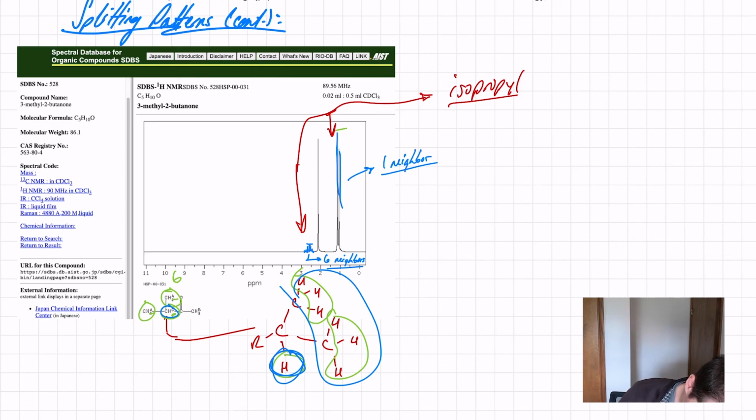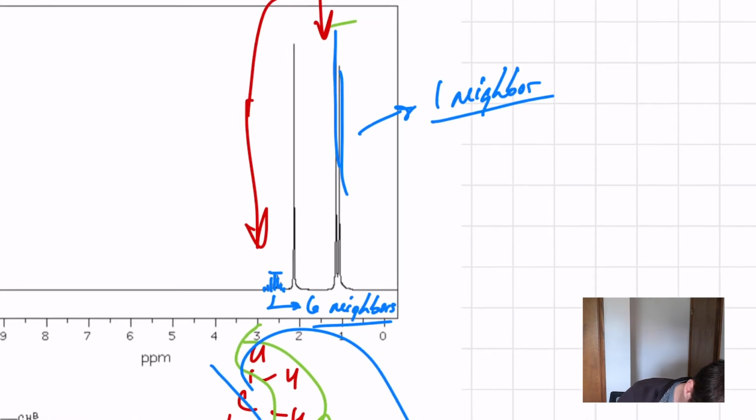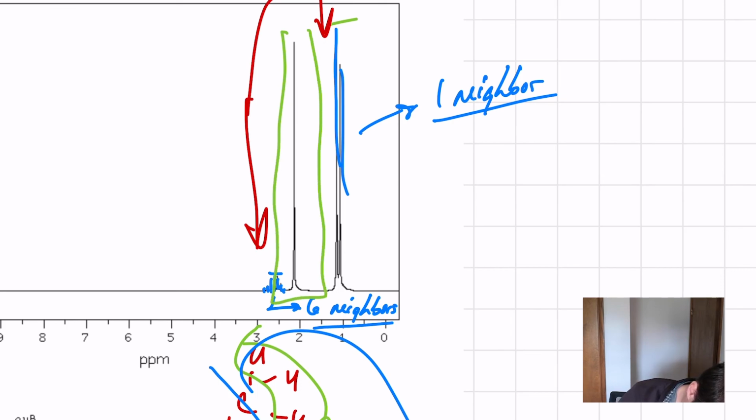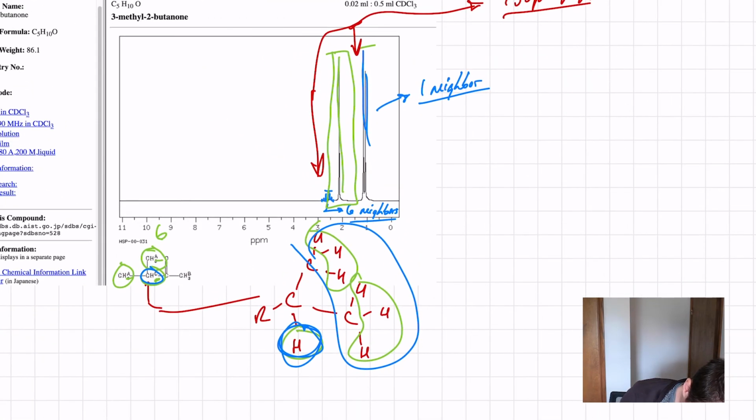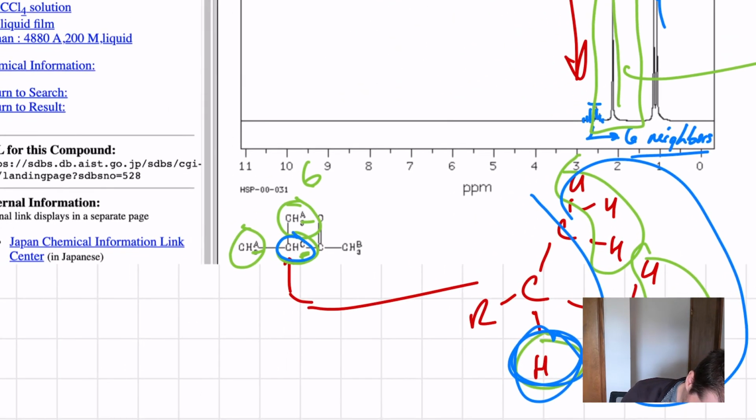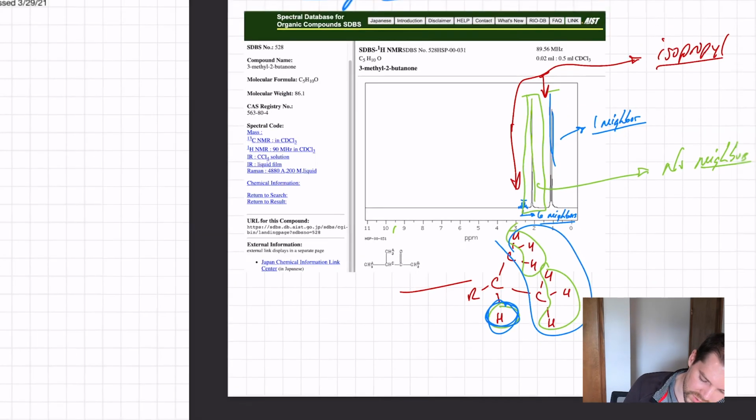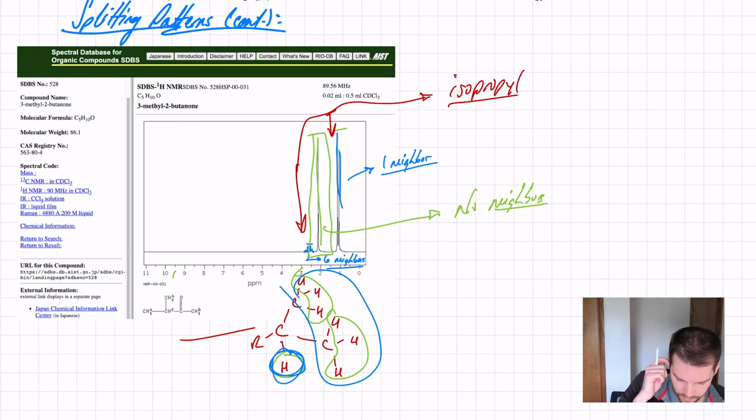Let's look at this guy right here, this one. This is 1 single peak. What does that tell us? That tells us that we have no neighbors. Okay, well, let's look back at our compound here now. No neighbors. Look at this guy right here. The adjacent carbon has no hydrogens bonded to it. So this has no neighbors. So that's why we only have 1 peak within that signal.